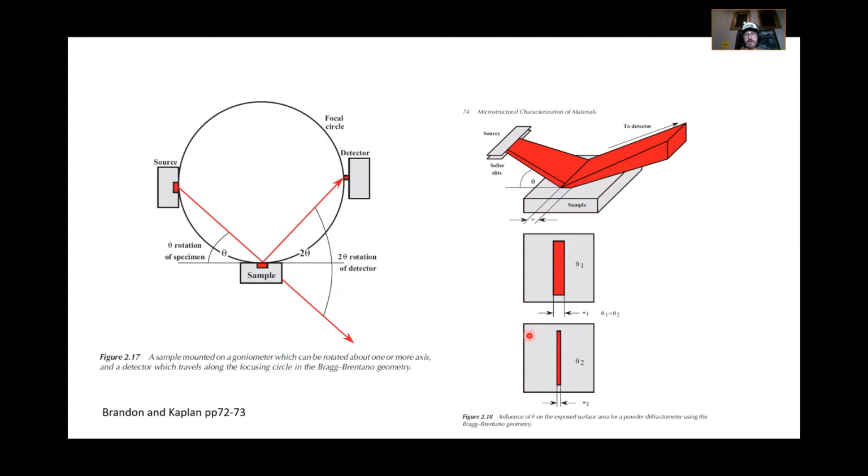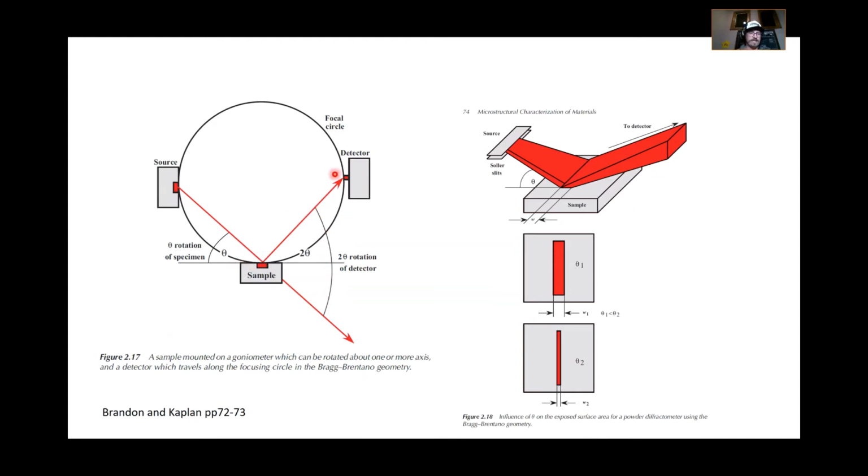I got these figures from our Brandon and Kaplan textbook. And here again we see the Bragg-Brentano geometry, which is what we're using mostly in X-ray diffraction, at least on that Bruker system. Your source emits some X-rays at the angle theta. We report things in terms of 2 theta. I previously was saying it's with respect to the source, but the more elegant way to say it is the angle between the incident beam and your diffracted beam.